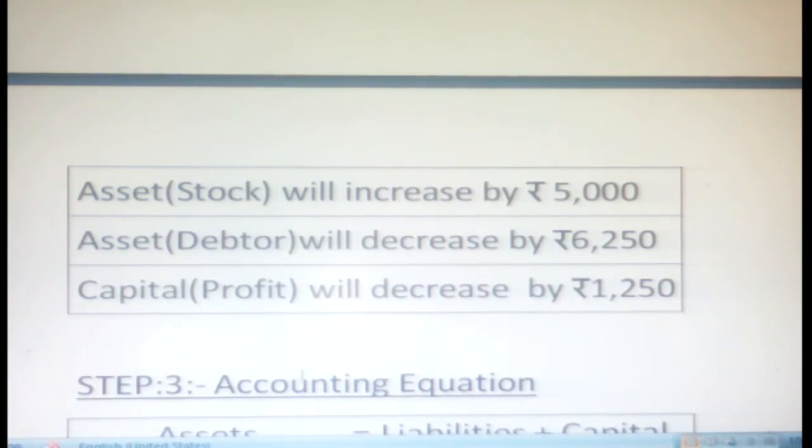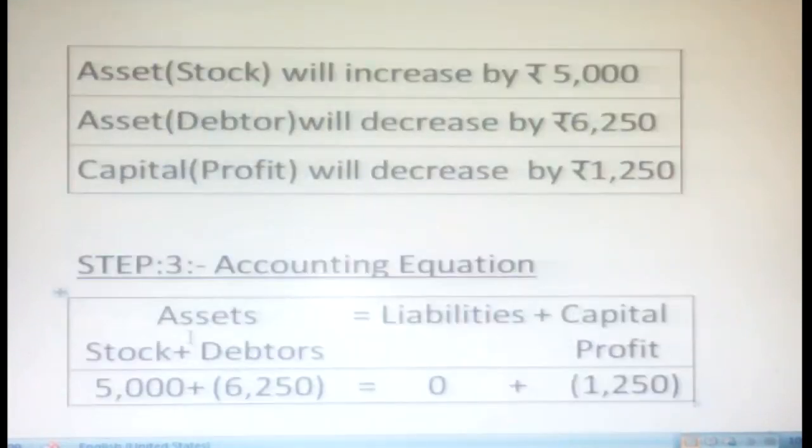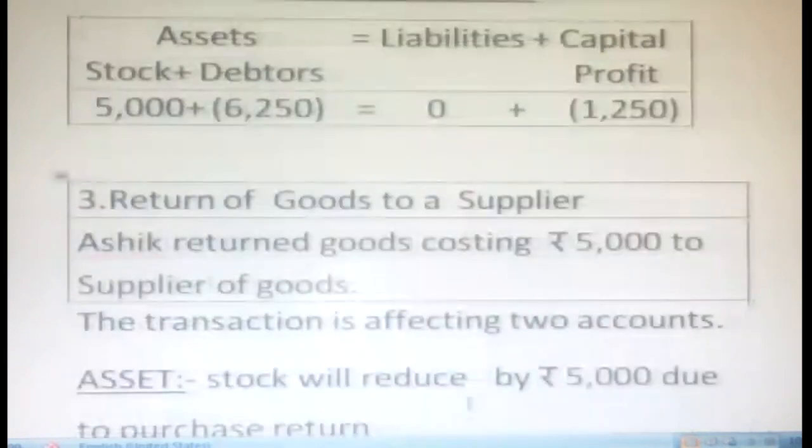So how are we going to show the accounting equation here? See here, as an asset, stock. We got stock returned back, 5,000. Debtors reduced 6,250. Here under liabilities, profit 1,250 reduced. See here 5,000, here 6,250 minus 1,250, we get minus 5,000. So plus 5,000 minus 5,000, we get 0. So the accounting equation is always 0. That's the discussion here. Second important transaction done. Now move to the third one.